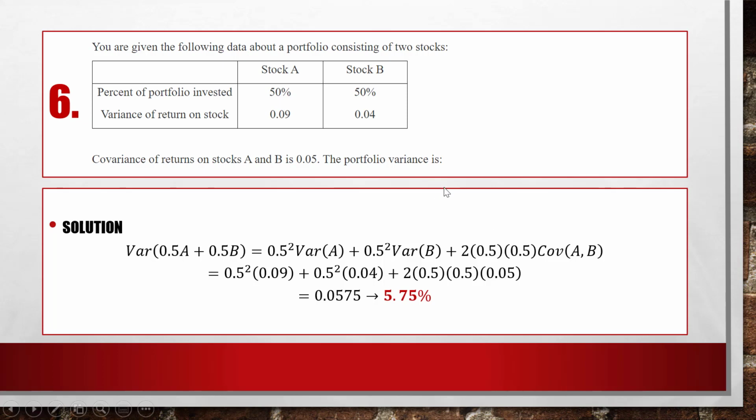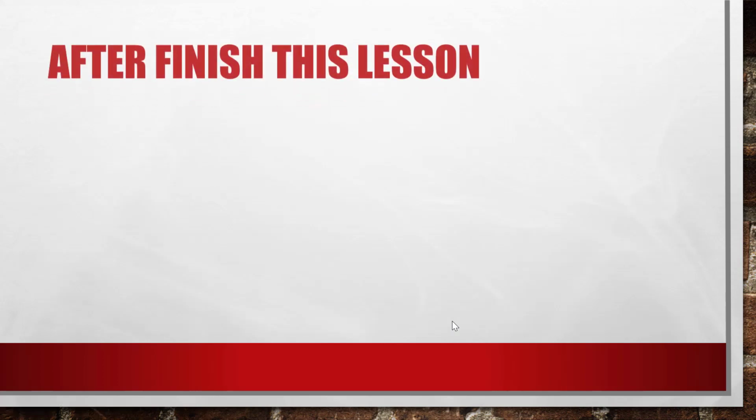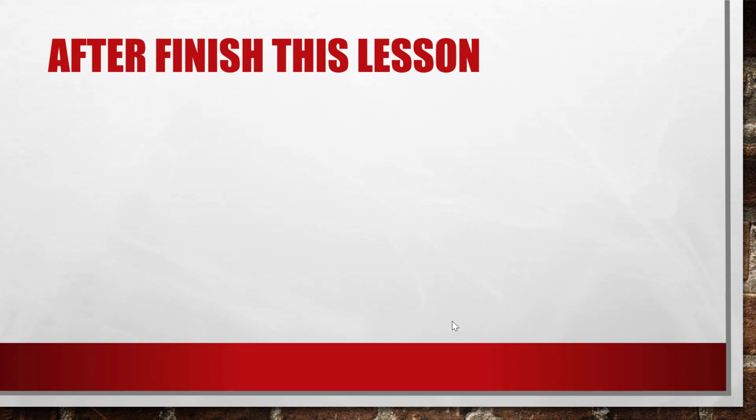And if the question asks for the volatility or the standard deviation, we have to take the square root. But for this question, they should ask you to stop at the variance. So 5.75% is the final answer. So those were some core problems that you might see on the exam.